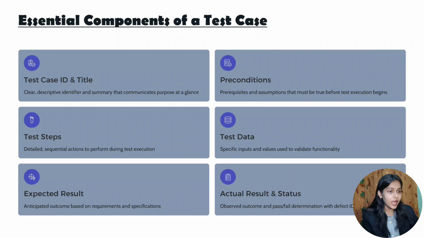A test case usually contains a unique ID, a short description, the condition required before testing, the exact steps we need to follow, the data we use, and the expected result. After executing, we note the actual result and mark whether the test passed or failed. Knowing the structure is important, but writing a good test case is even more important. So let's go to the next slide.